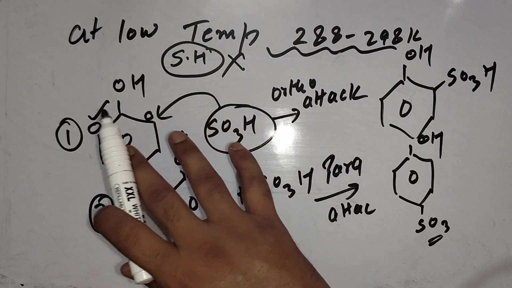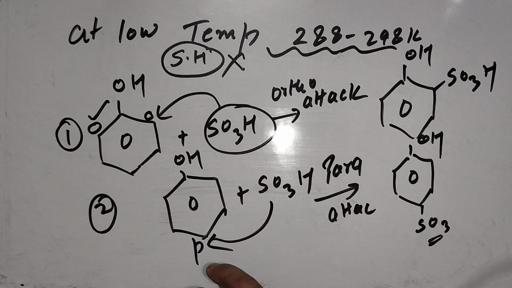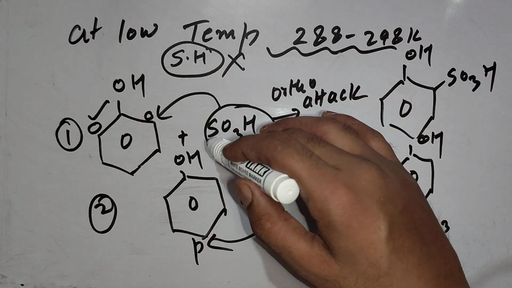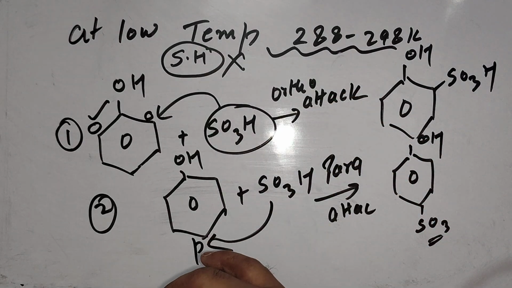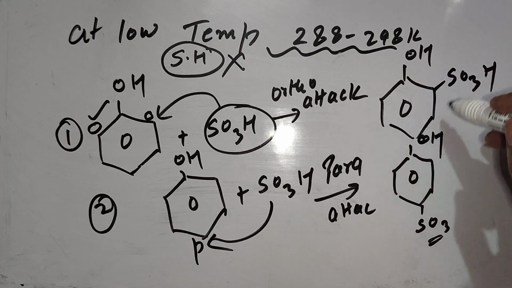So definitely the answer will be ortho attack, because two ortho positions are there and only one para position is there. So this reaction will be 2 times faster as compared to this reaction. So the product which is generated, what will we call it? Kinetically controlled.